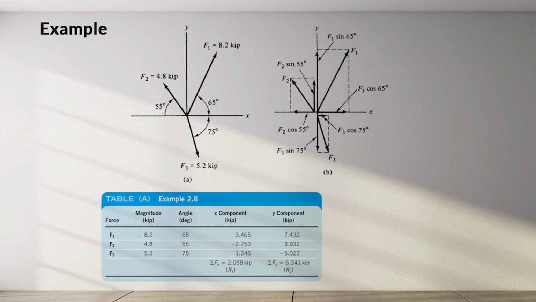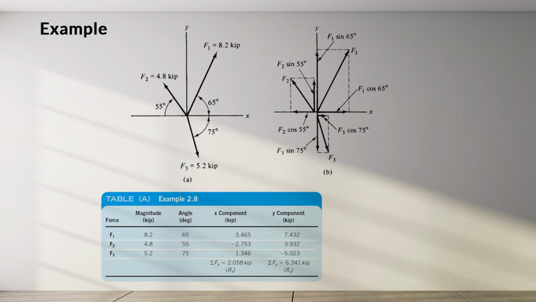Recall that x components are positive if they act to the right and negative to the left, and y components are positive if they act upward and negative if they act downward. The resultants in the x and y directions are given by the sums shown in the bottom of Table A. The magnitude and direction of the resultant are determined from the Pythagorean theorem as we discussed in the previous slide.